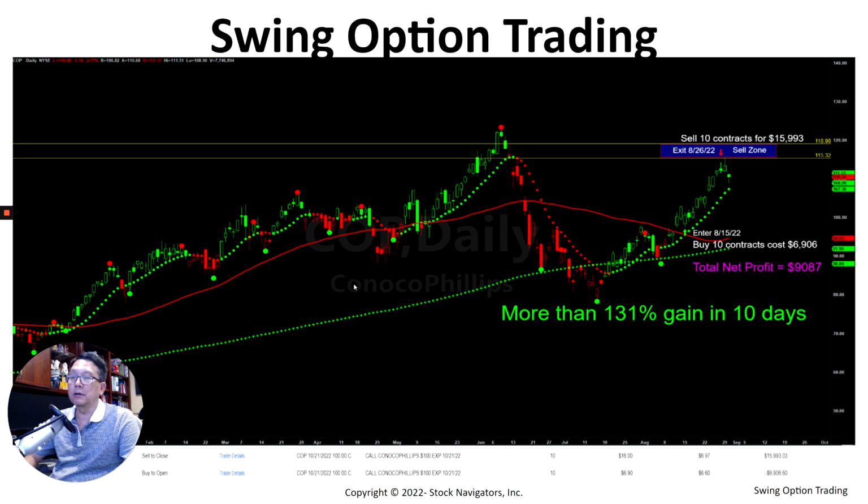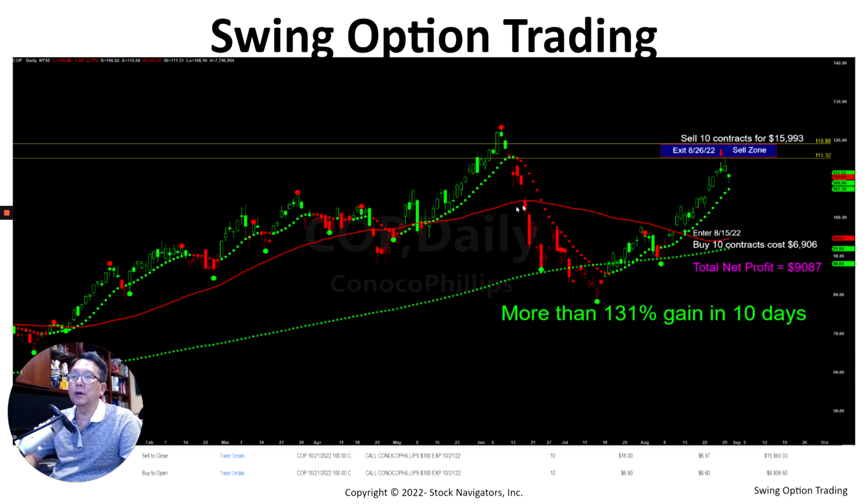So the stock here is called COP, it is ConocoPhillips. You can see that in June, this stock came back down, and then it bounced back up. But even though it bounced back up here, you don't see an uptrend yet. So it pulled back and then it turned around.